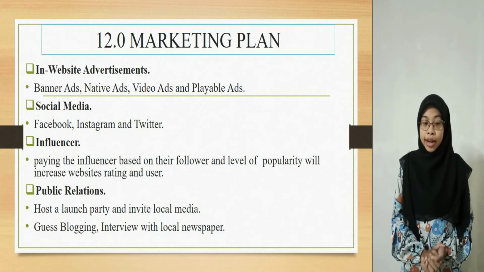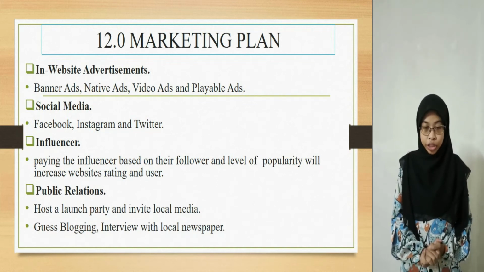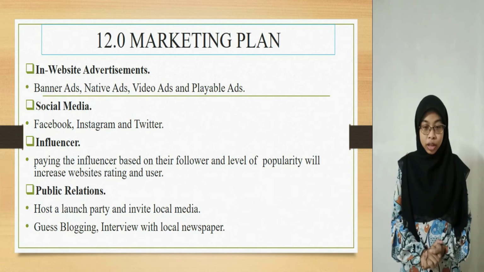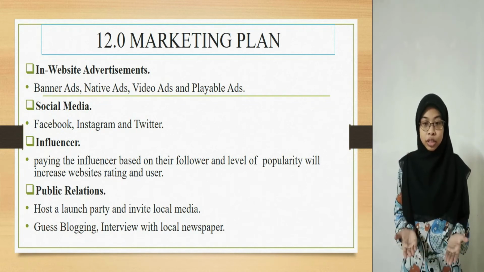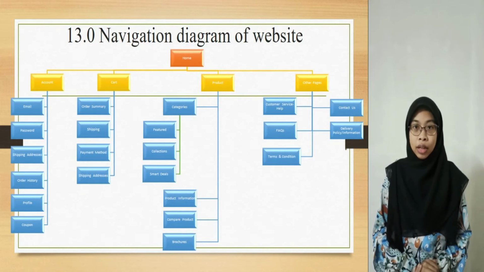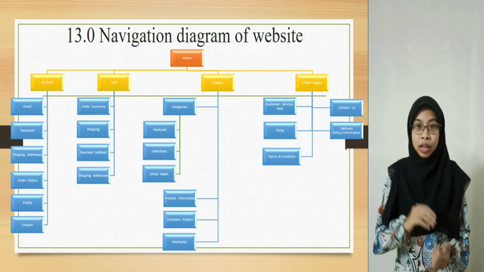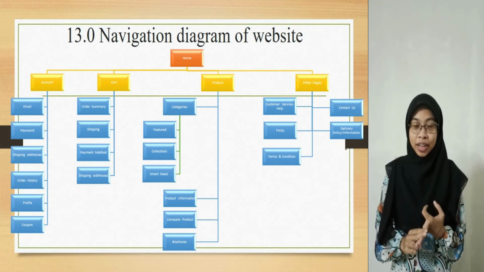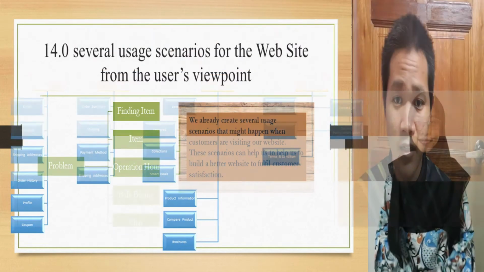and users. And the last one, public relations. We can host a launch party and invite local media, or do guest blogging and interviews with local newspapers. Next is the navigation diagram of the website. The main buttons for the website start with account, product, cart, and other pages.